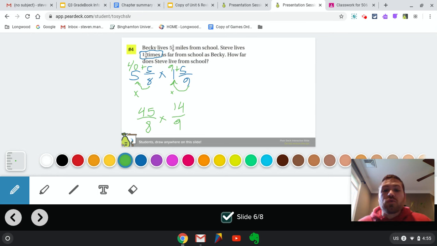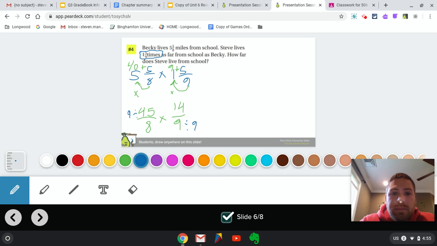And now again, here's really where cross-canceling or cross-simplifying helps you out a lot, because right now, if I were to multiply these and then try to simplify them, I may come out with some really large numbers, where if I cross-simplify them first, I'm going to work with smaller numbers, right? So I'm looking at both of these. I'm going to start by looking at 45 and 9. And I know my 9 times tables pretty well, so I know that 9 can go into 45. So that means I can divide them both by 9 here. So divide by 9, divide by 9.